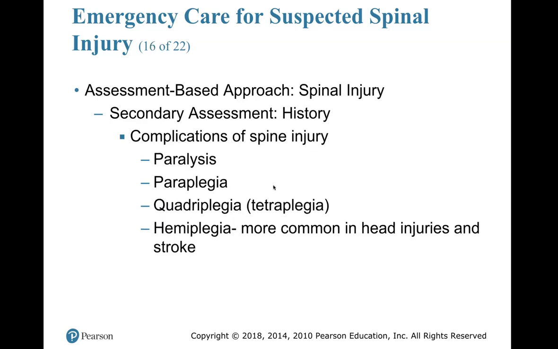Paralysis, paraplegia, quadriplegia, hemiplegia, more common in head injuries than a stroke. So, I had a 16-year-old who had a massive brain bleed on the right side. His left leg was paralyzed, well, he couldn't move it, and weakness in his left arm.